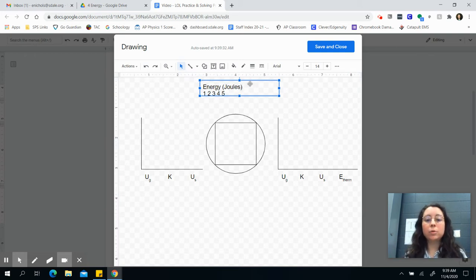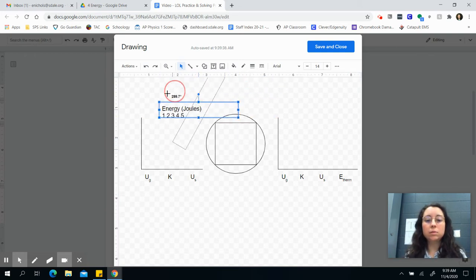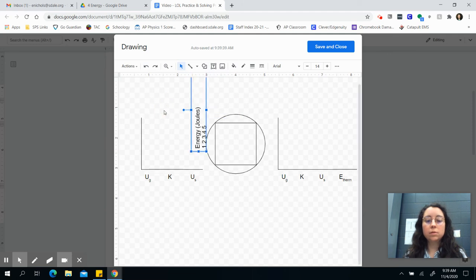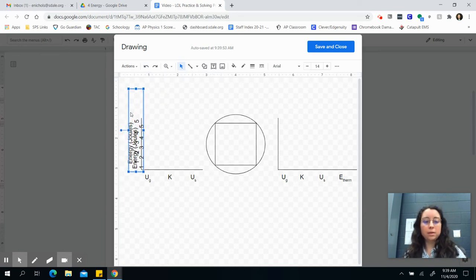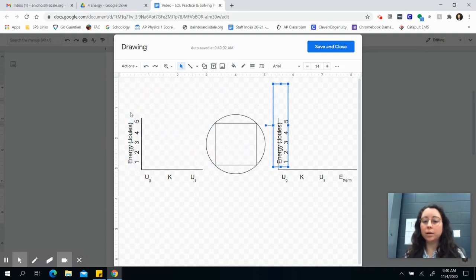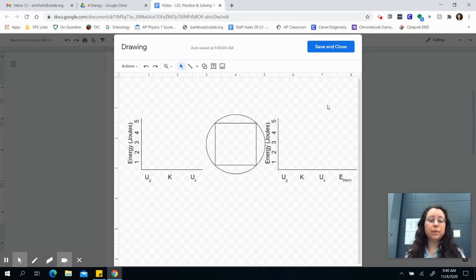Okay, now I'm going to rotate this so that it's the correct direction. I know that's 0, so I'm just going to add some spaces until it all fits. Pretty even. Okay, and I'm just going to copy and paste this onto my other LOL diagram so that they have the same amount of scale. Cool.